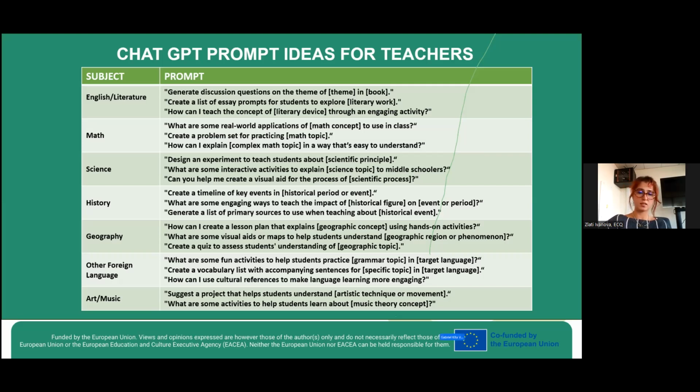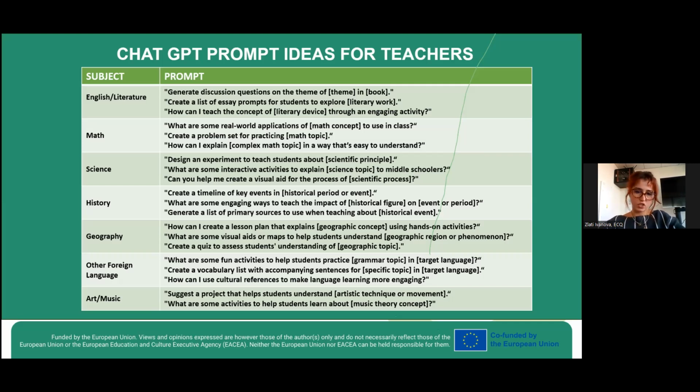If you teach science, you can gather ideas from ChatGPT to design experiments. You can actually list what you have in your laboratory, what you're capable of bringing in as items, and they can generate ideas on how to present different scientific principles. If you teach history, you can create a timeline of key events. You can ask them for engaging ways to teach the impact of, let's say, World War II. If you teach geography, you can create a lesson plan that explains a certain geographical concept with practical activities, or you can create a quiz to probe how well children understand a certain topic.